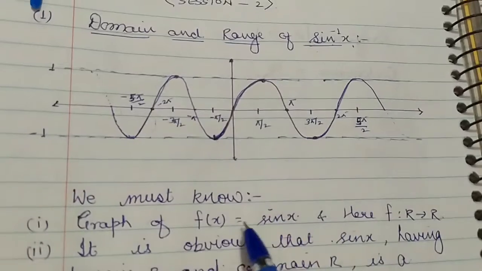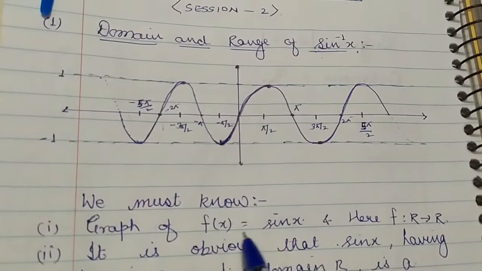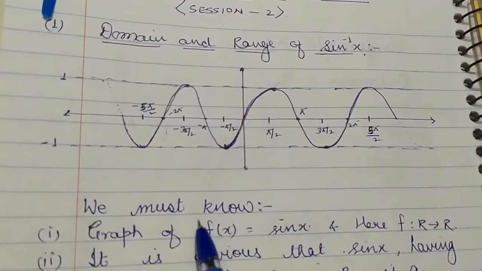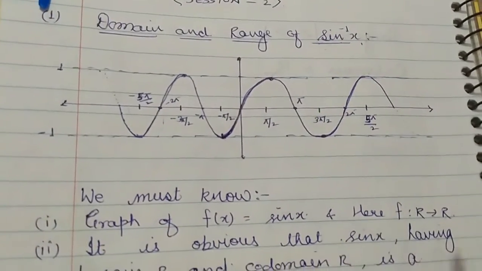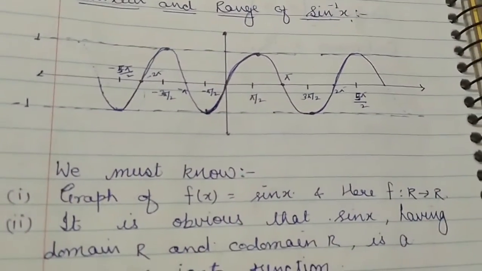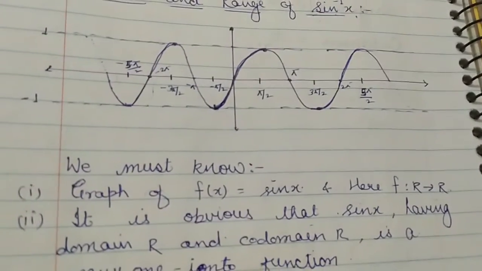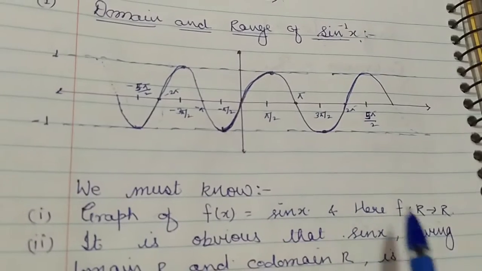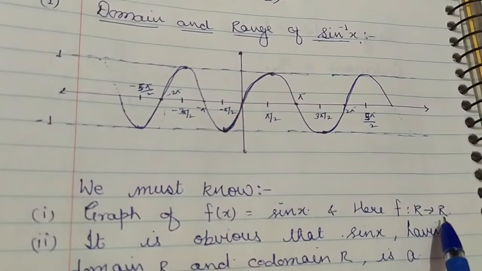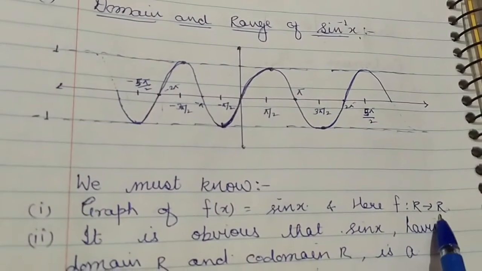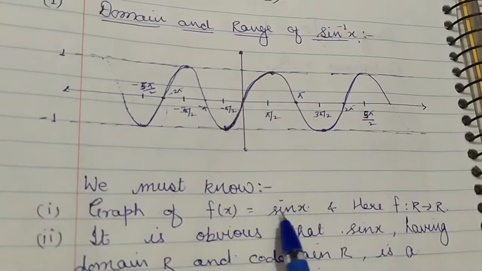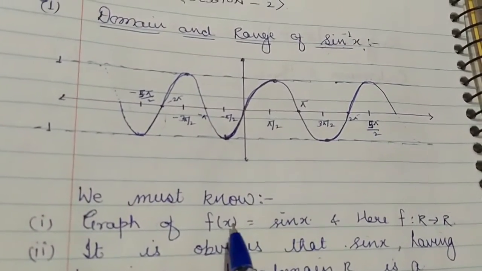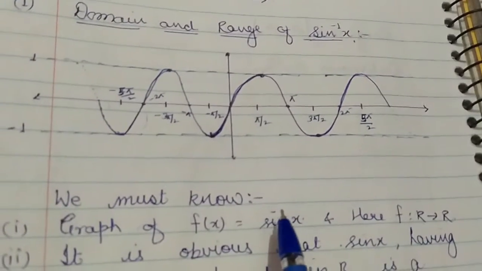Now we have to convert this function into an invertible function, and we know that a function is said to be invertible if it is one-one and onto. Now we have to modify the domain and codomain in such a way that this function becomes one-one and onto.